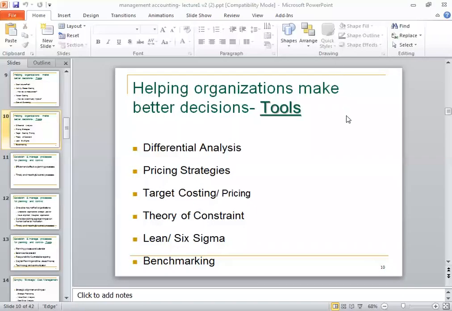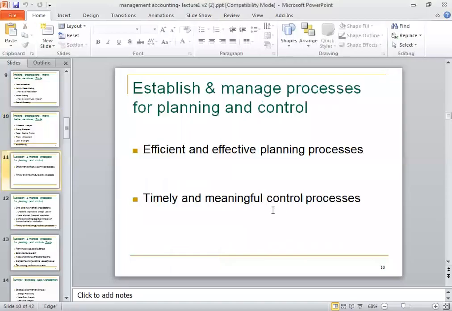Some additional tools that we're interested in are differential analysis, pricing strategies, target costing, and target pricing. We'll also introduce lean, the area of constraint, and some benchmarking discussions, all of which will go into our toolkit as we try to help the organization understand their cost and make better decisions. So what else are we going to take a look at?